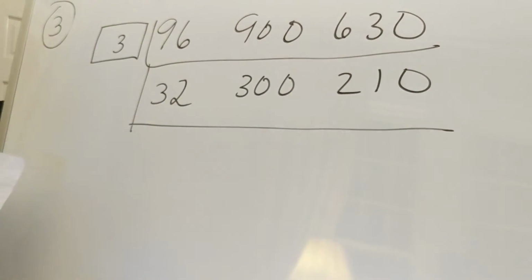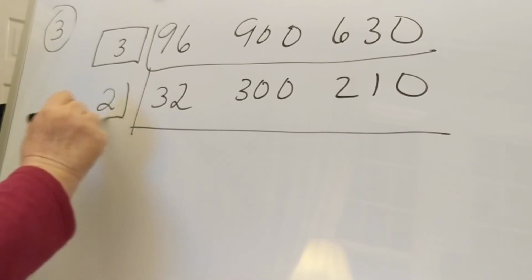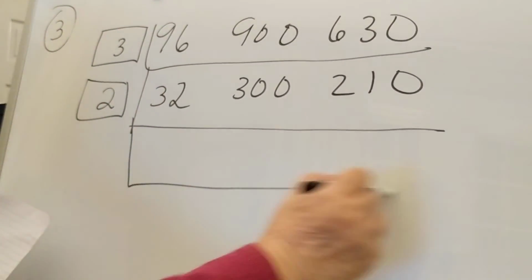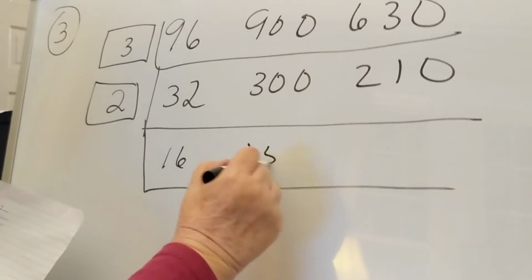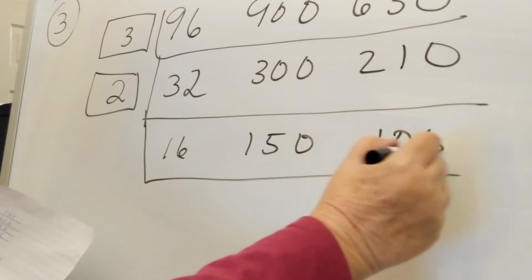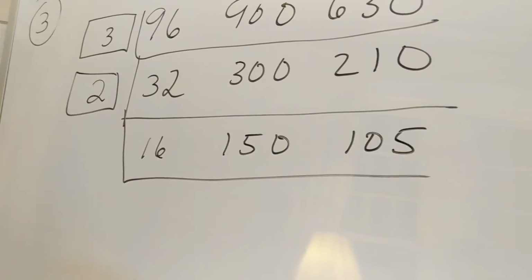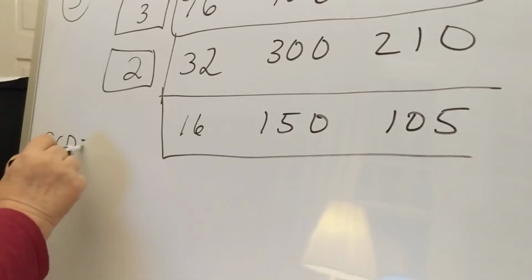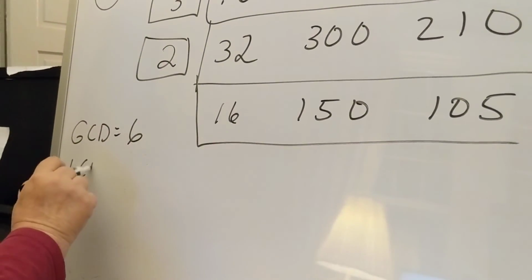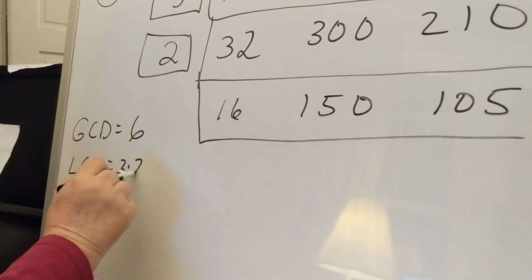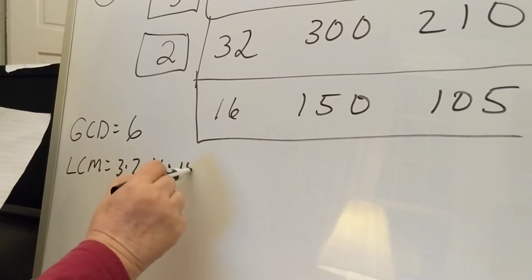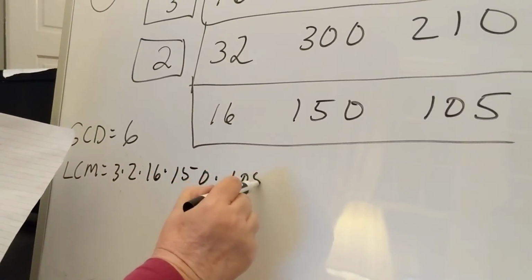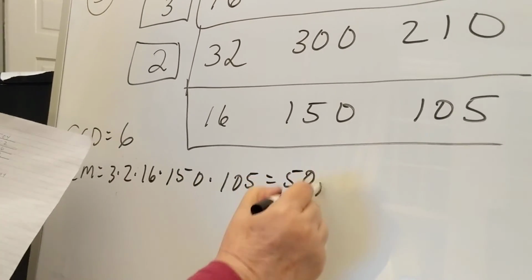Now those are all even. I'm going to use a 2. And that gives us 16, 150, and 105. That is the end of it. So our greatest common divisor is 3 times 2, which is 6. Our least common multiple is 3 times 2 times 16 times 150 times 105, which is 50,400.